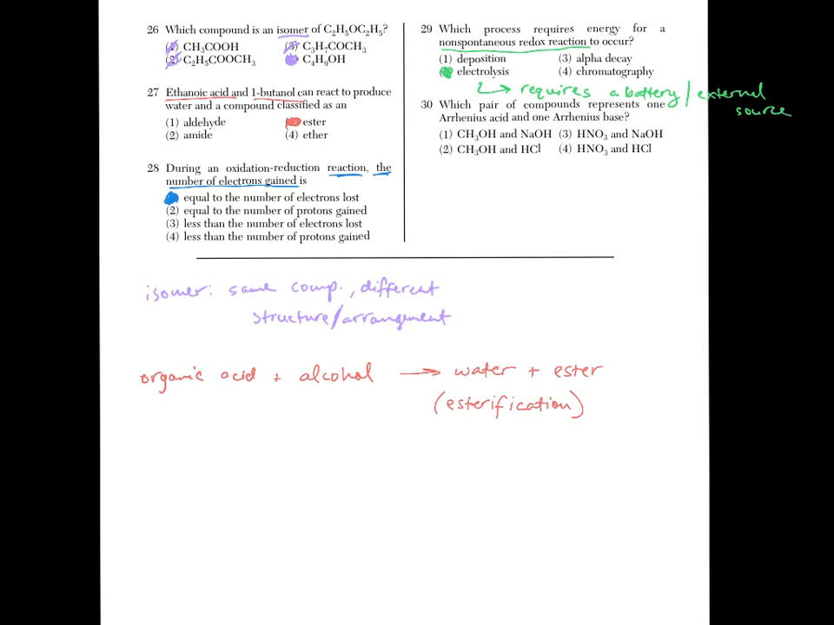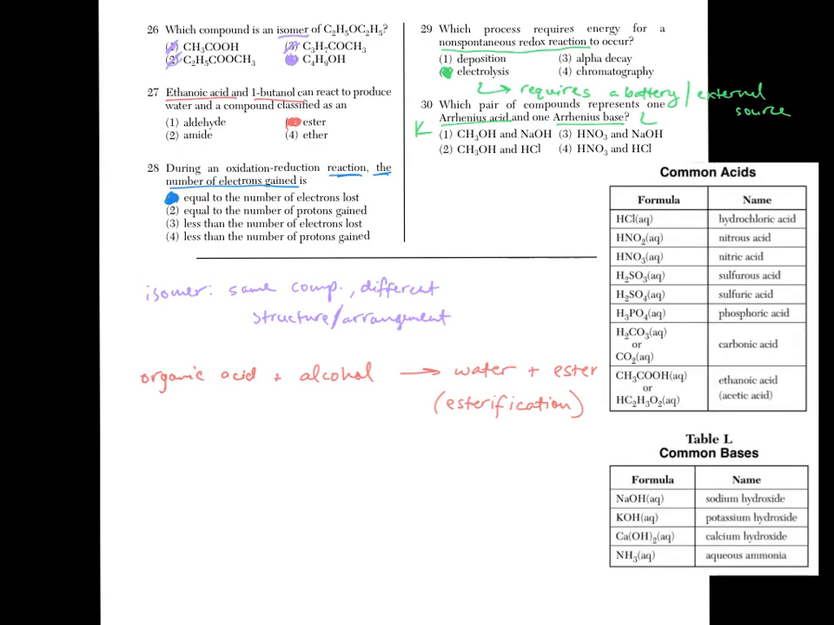Okay, number 30. Which pair of compounds represents one Arrhenius acid and one Arrhenius base? You can look these up on the reference table, on Table K and Table L. So I'm going to pull them up in a bit. Alright, so here's our Tables K and L for the acids and bases. We need to see which of these has a pair of an acid and a base. Let's look at each of them.